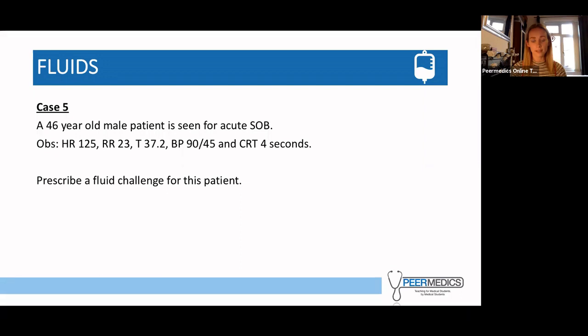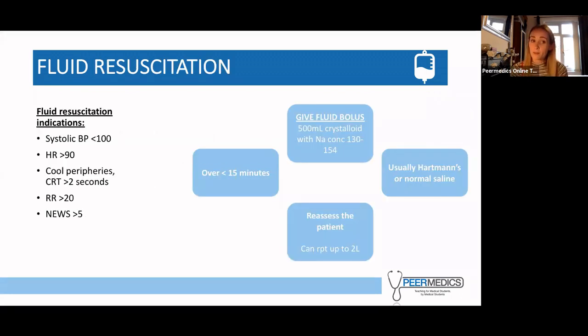Brilliant. Okay. So what are our indications in this case that this patient even needs a fluid challenge? Brilliant. So yeah, the indications are if he's got a low systolic blood pressure of less than 100, heart rate over 90, cold peripheries or a cap refill of over 2 seconds, a respiratory rate of over 20, or he's NEWS over 5. And you're all completely right that you give 500 mils of a crystalloid with a sodium concentration of around 130 to 154.